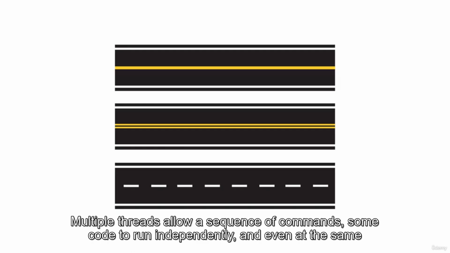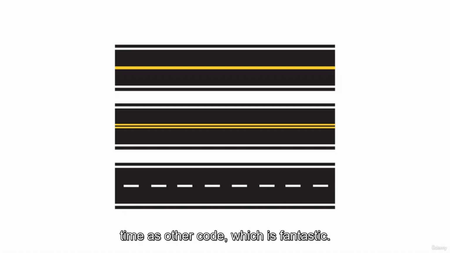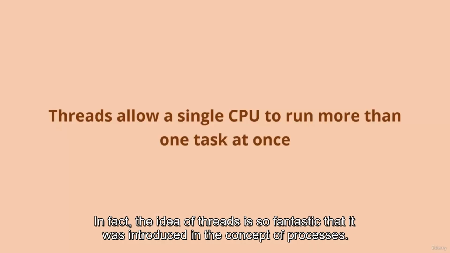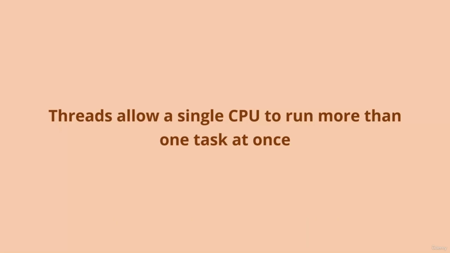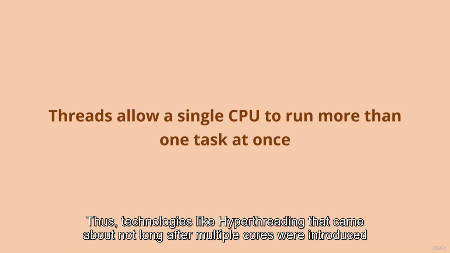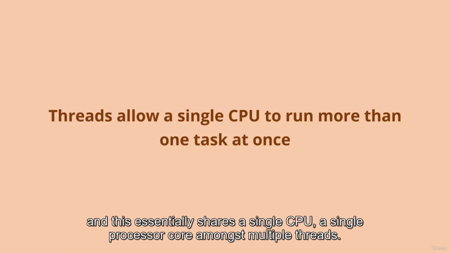Multiple threads allow a sequence of commands, some code, to run independently and even at the same time as other code, which is fantastic. In fact, the idea of threads is so fantastic that it was introduced in the concept of processors. Threads allow a single CPU to run more than one task at once, or even a single CPU core. There's technologies like hyperthreading that came about not long after multiple cores were introduced, and this essentially shares a single CPU, a single processor core, amongst multiple threads.